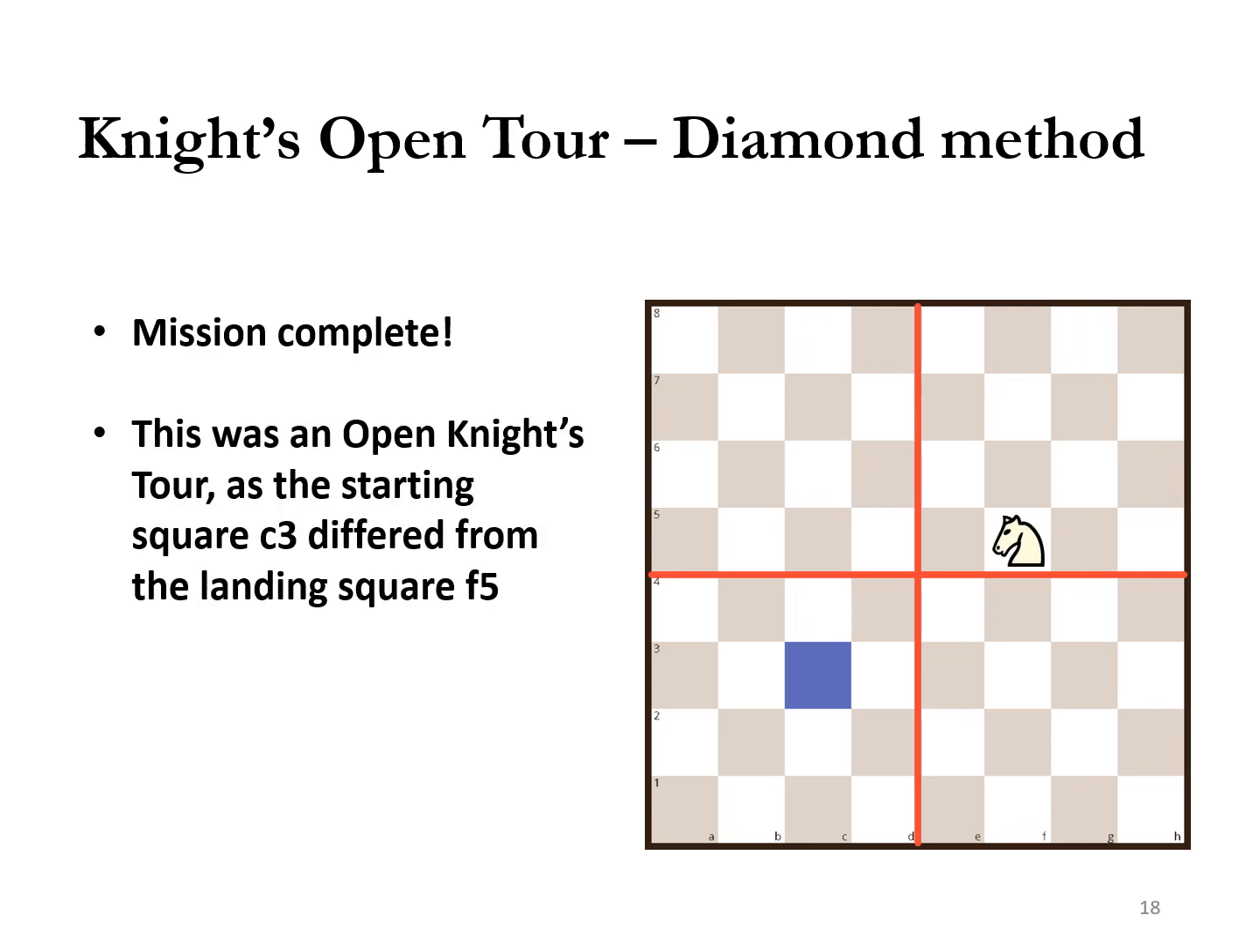Mission complete. Note that this knight's tour was open. The starting square c3 differed from the landing square f5. I will leave you with a question. The starting square c3 is a dark square, while the landing square f5 is a light square. Can you figure out why all knight's tours on an 8 by 8 board that begin on a dark square must always end on a light square?